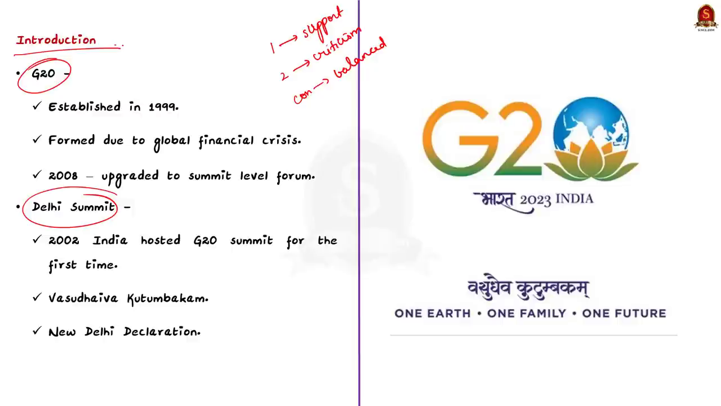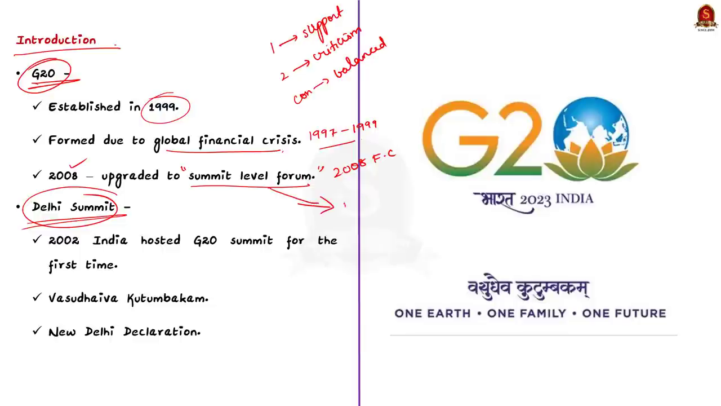In the introduction, I have already mentioned that you can write some points about G20 in general and a few points about the Delhi summit. For example, you can state the following facts about G20. G20 is a group of 20 countries which was formed in the year 1999. It was formed to address the global financial crisis faced during the period of 1997 to 1999. It was only in 2008 that G20 was upgraded to a summit level forum. This is due to the global financial crisis of 2008. The term summit level forum in this context refers to a meeting of heads of state or governments for the purpose of diplomatic negotiations.